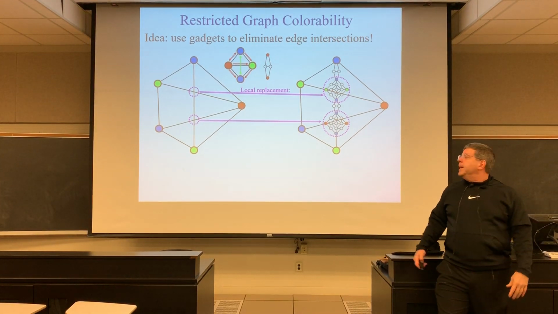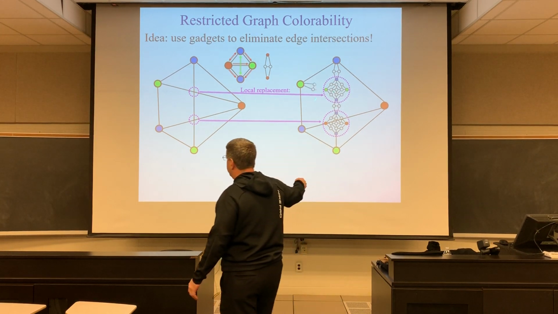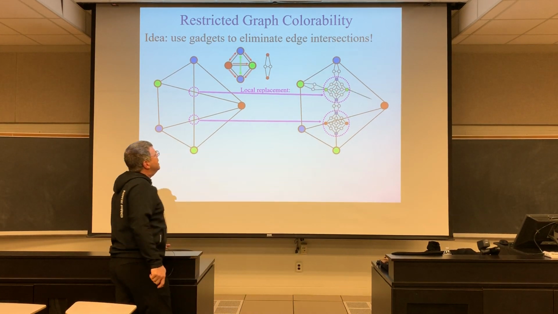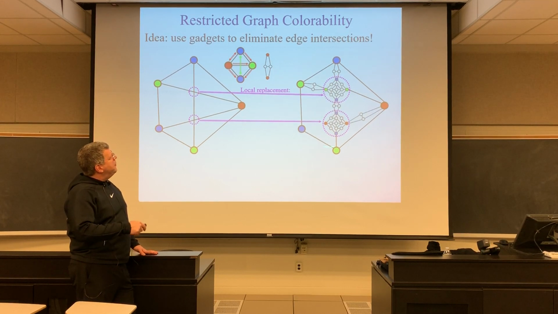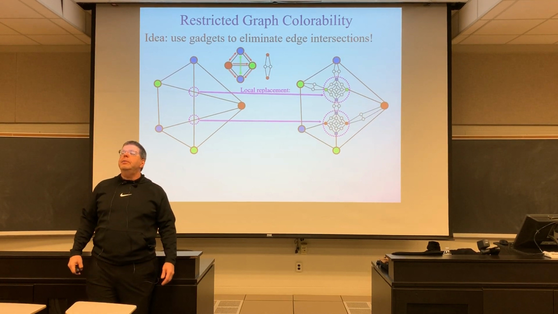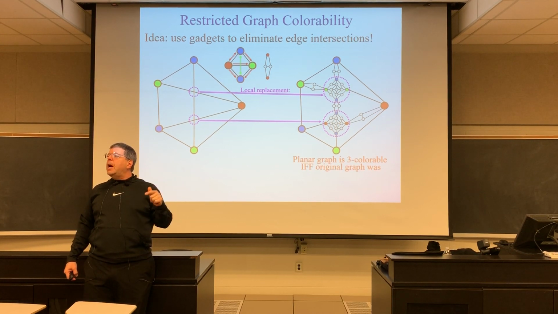Yeah. So this is a brilliant way of handling edge crossings by eliminating the edge crossings and instead connecting them with diamonds to their original neighbors, replacing each crossing with a gadget. And once I do that, this new, surgically manipulated graph with all these gadgets and diamonds is three-colorable if and only if the original was three-colorable. Except now it's planar. The original one was not necessarily planar.